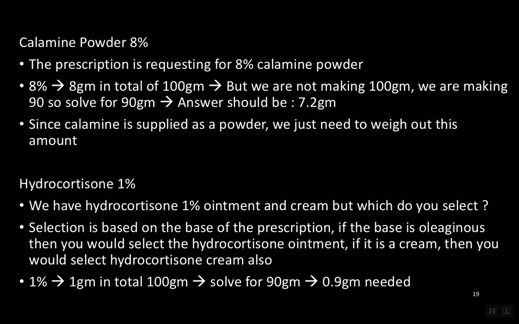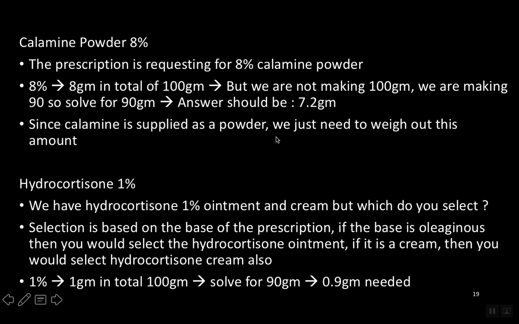So first thing you need, they said they want the amount of calamine powder in this whole prescription to be 8%. Okay. So 8% means 8 grams in total of 100 grams. But we are not making 100 grams. We are making 90. So solve for 90 and your answer should be 7.2 grams of calamine powder needed. If we had pure calamine powder, we could just weigh out the 7.2 grams.